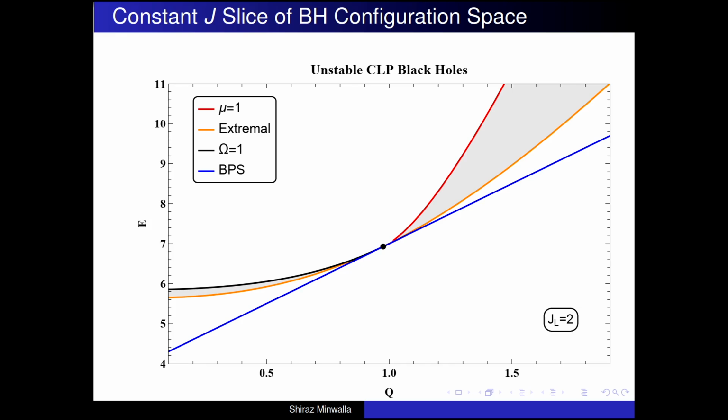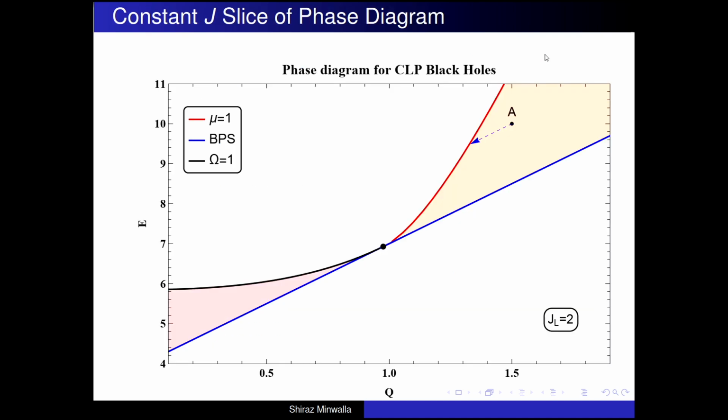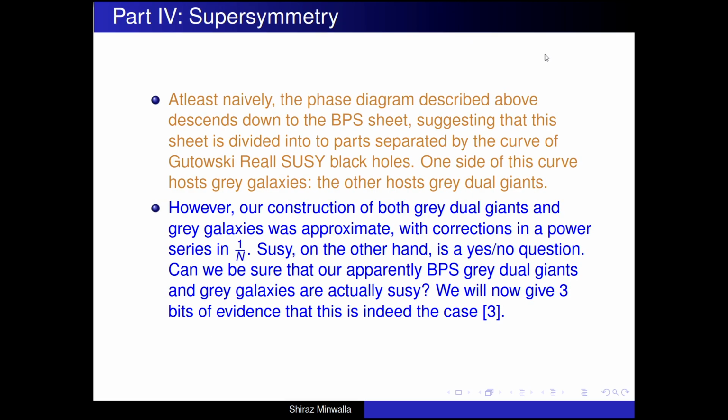There's no competition, there's no point that is unstable under both, and so you get a phase diagram like this, where you have normal black holes up there, giant gravitons there, giant gravitons dressed by these duals up there, and you're happy. This phase diagram extends all the way down to the BPS plane. Okay, great. Part 4.